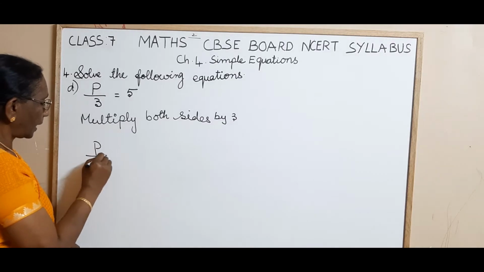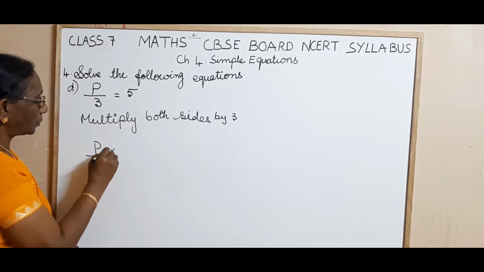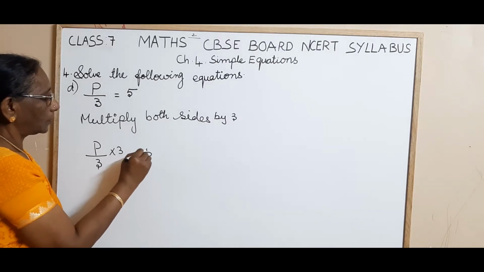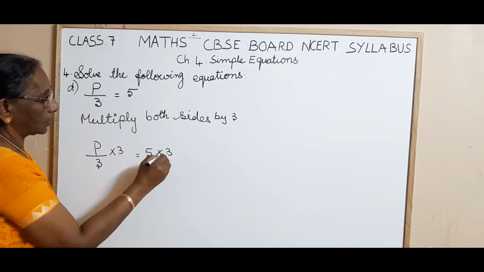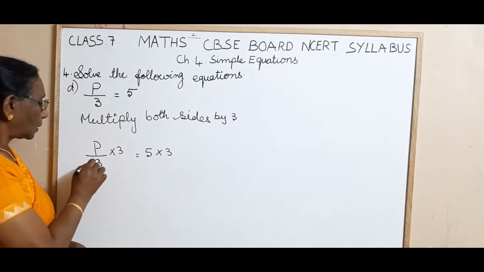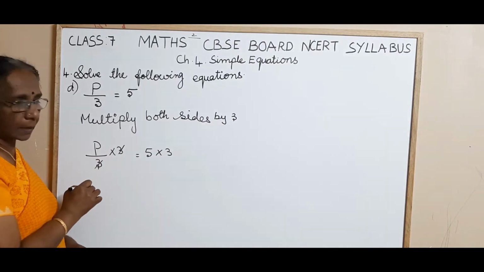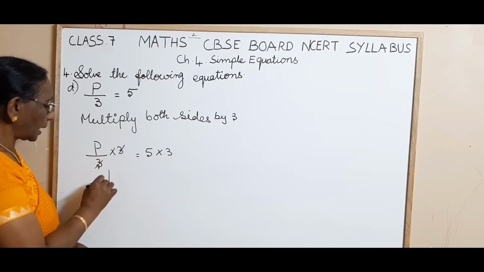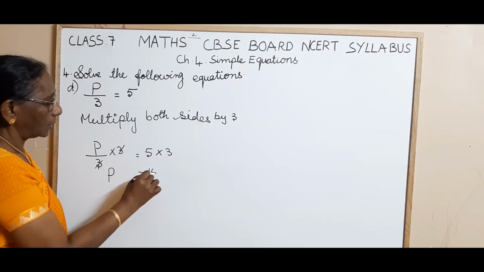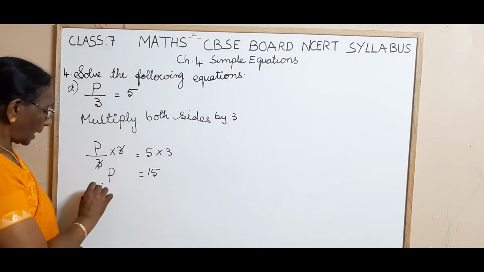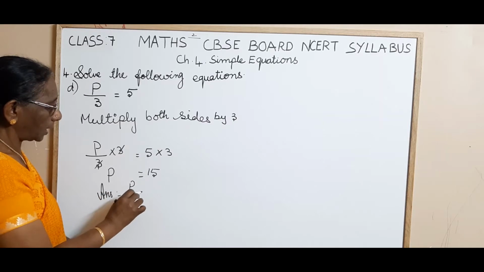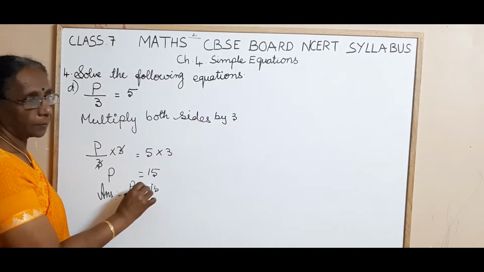So, p divided by 3 multiplied by 3 is equal to 5 into 3. You have to multiply both sides by 3. Now, 3 and 3 get cancelled. So, what is left over here? Only p. So, p is equal to 5 3s are 15. We have solved the equation and got the value of p, that is equal to 15.